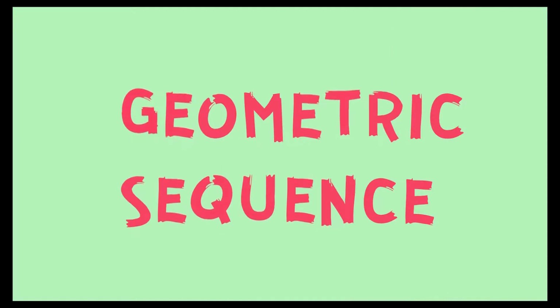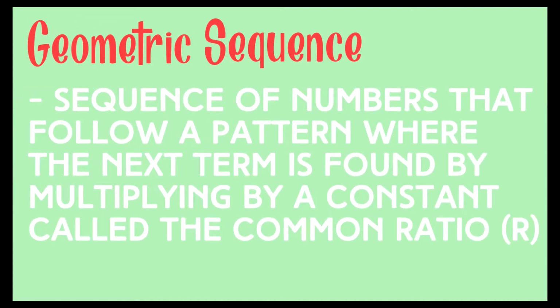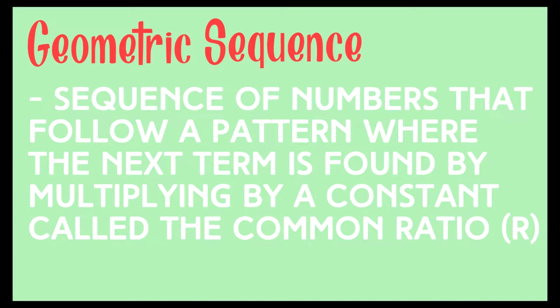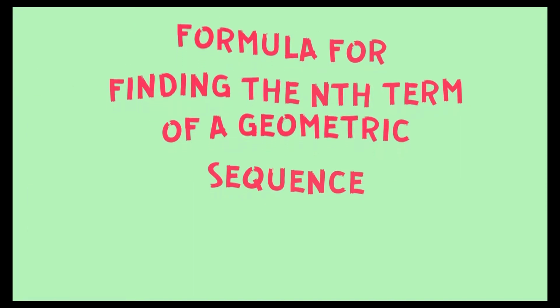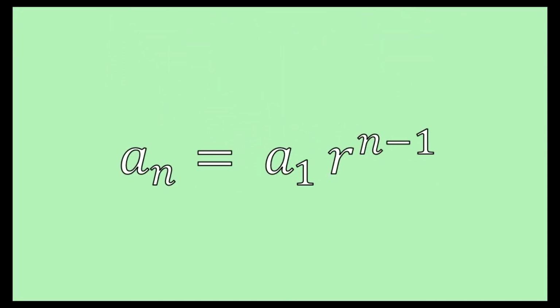The next sequence is the geometric sequence. A geometric sequence is made by multiplying by the same value each time. It is a sequence of numbers that follows a pattern where the next term is found by multiplying by a constant called the common ratio represented by R. The formula for a geometric sequence is given by A sub n is equal to A sub 1 multiplied by R raised to n minus 1.